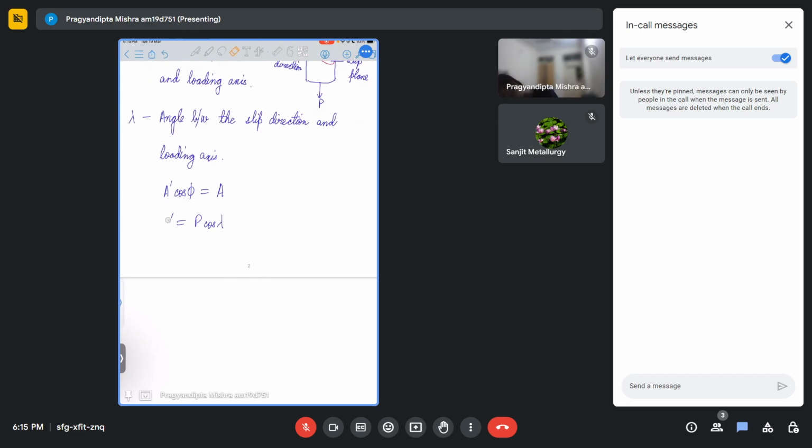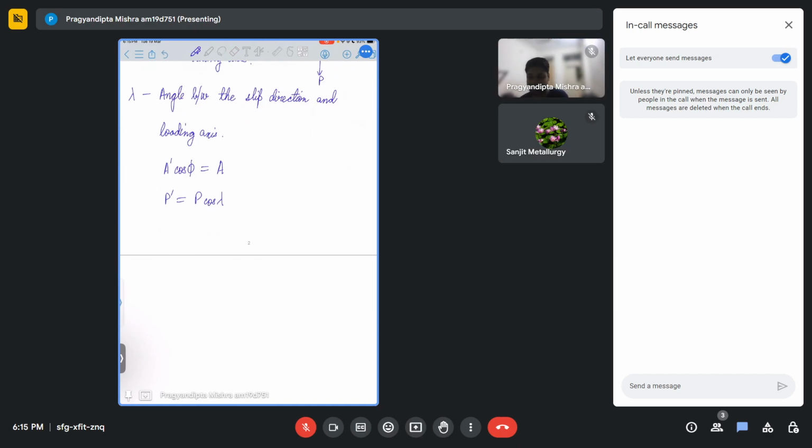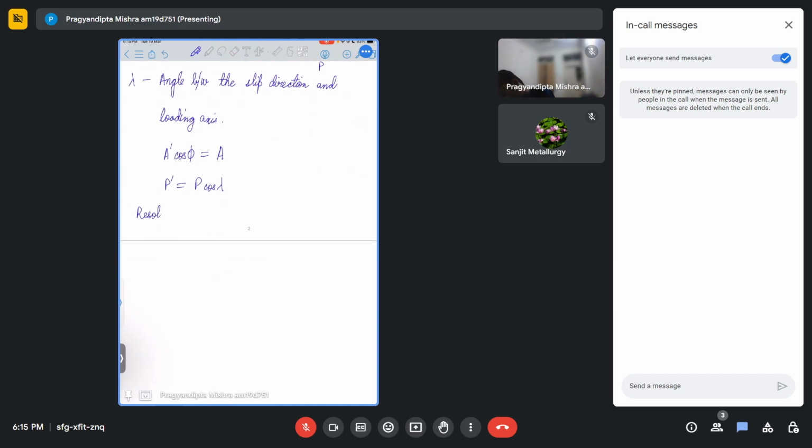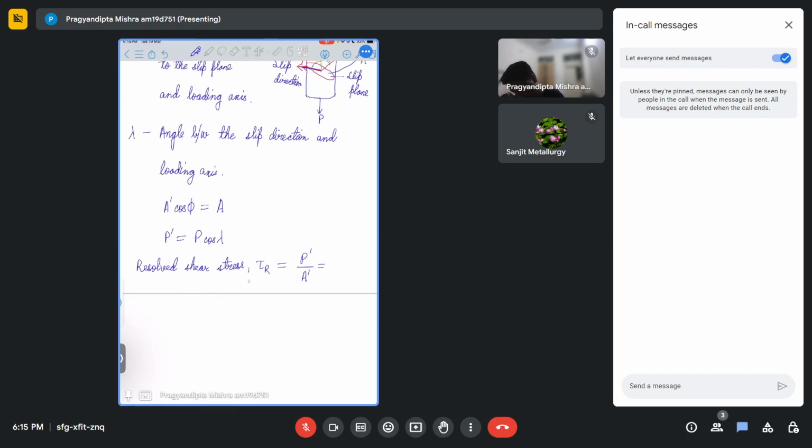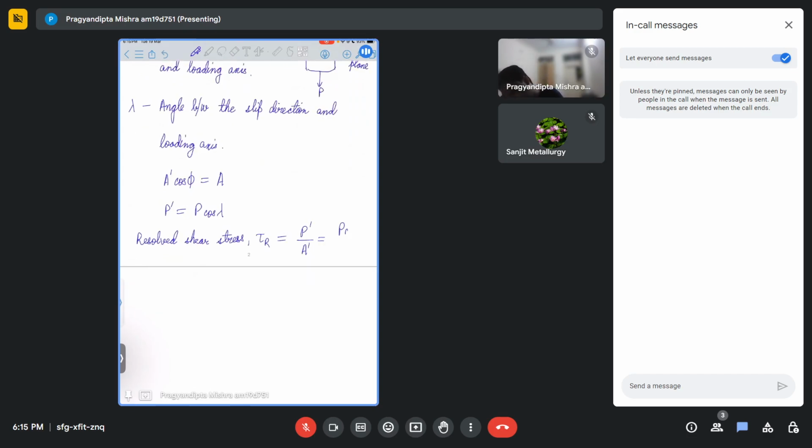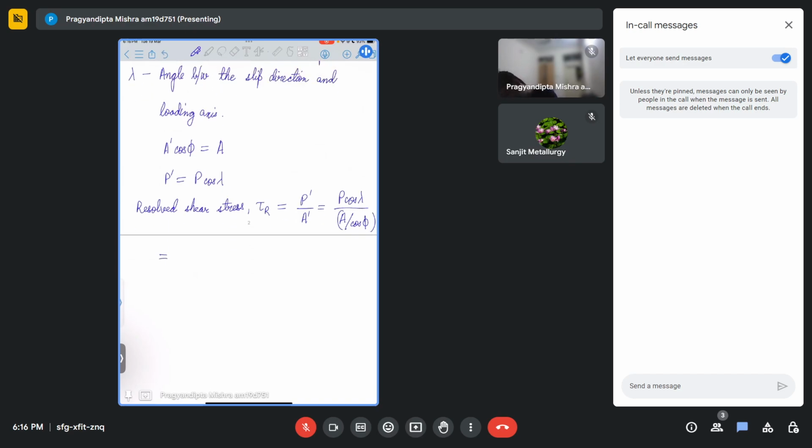Now, if we want to find the resolved shear stress, mind you, I'm not talking about tau CRSS. I'm talking about resolved shear stress, not critical resolved shear stress. Tau R, okay, we call it tau R. That will be equal to P dash by A dash, because we are talking in terms of the slip plane and slip direction. So P dash by A dash will be P cos lambda divided by A divided by cos phi. So if I take everything to the numerator, it will be cos phi cos lambda.